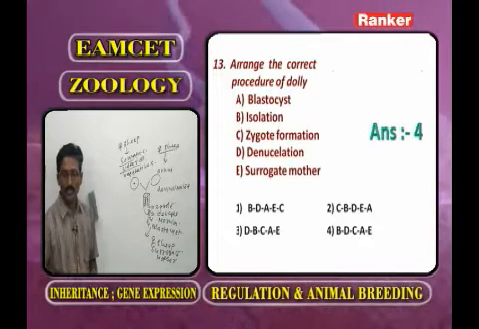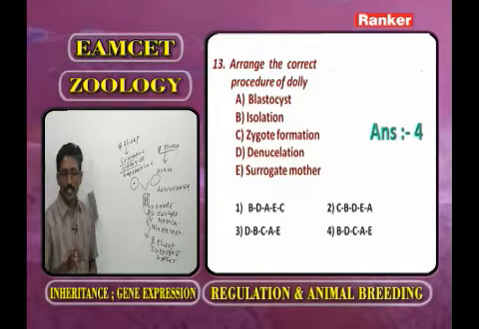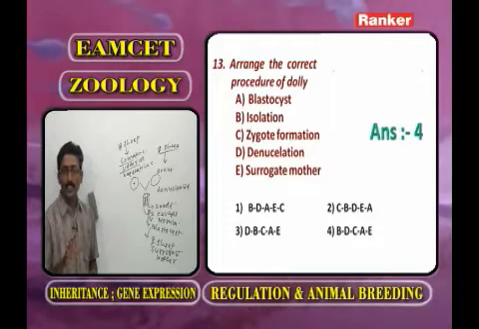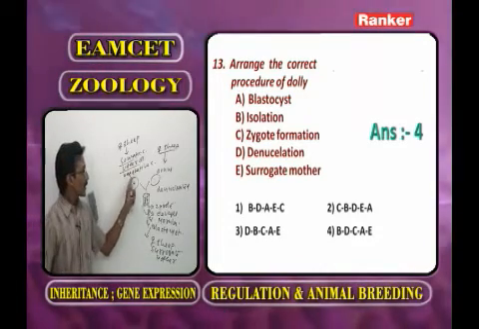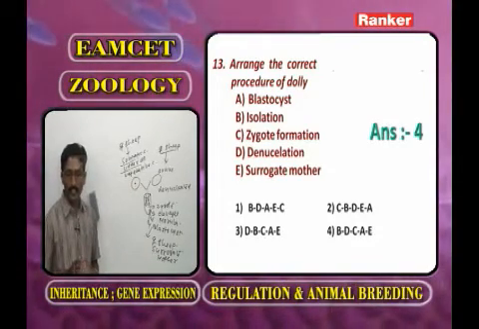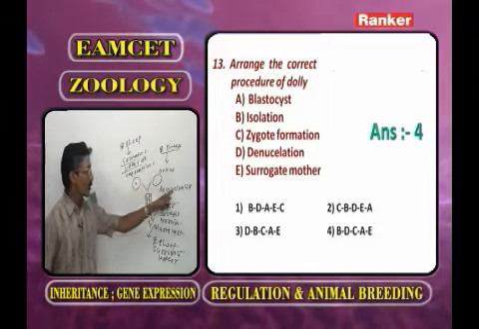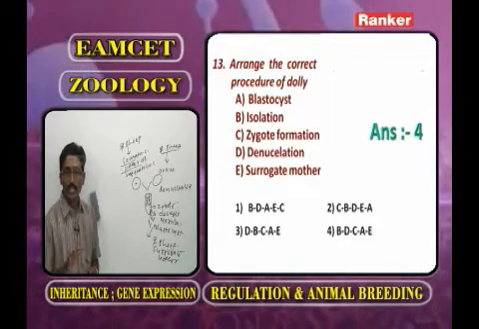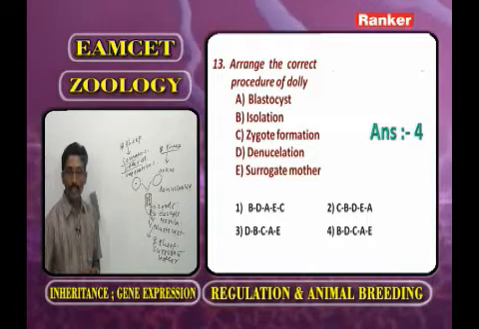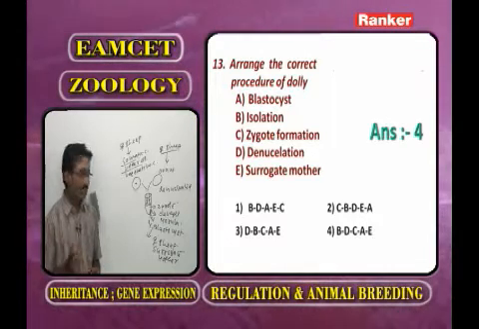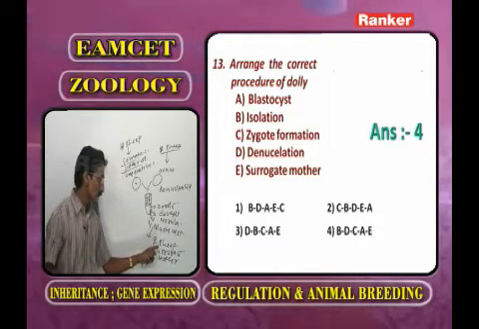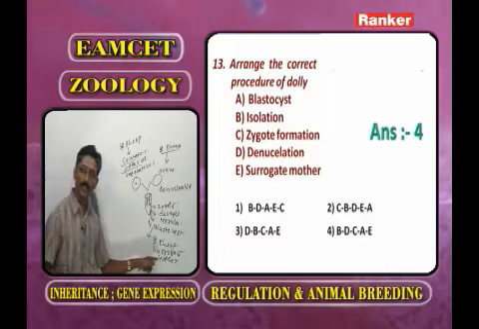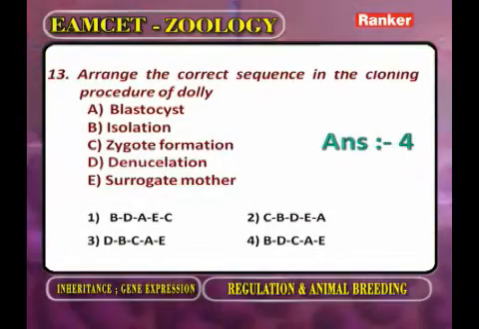Now based on this, you have to arrange the points in order. The options are blastocyst, isolation, zygote formation, denucleation, surrogate mother. The first one is the vegetative cell is isolated. Second, from the ovum the nucleus is removed, denucleation. Third one, zygote formation. Fourth one, blastocyst formation. Last one, the blastocyst is kept in the uterus of the surrogate mother. Next question.